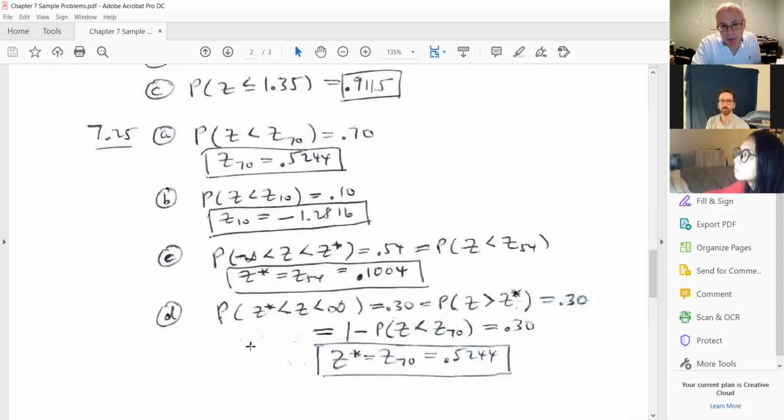D, when it says between Z and positive infinity, it means area to the right. That's all it means, area to the right. So now, if the area to the right in D is 30%, what's the area to the left?